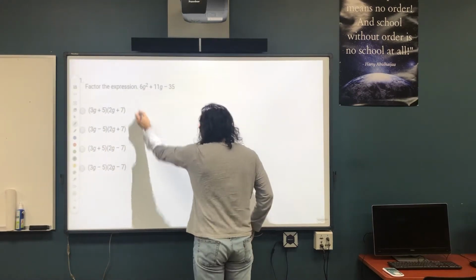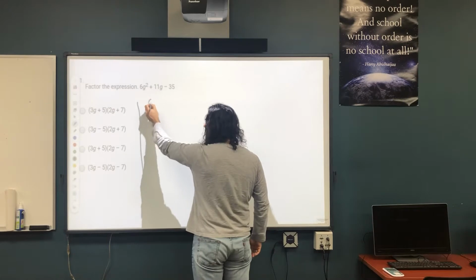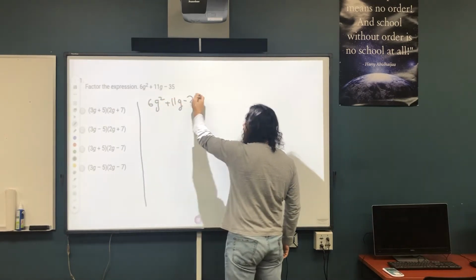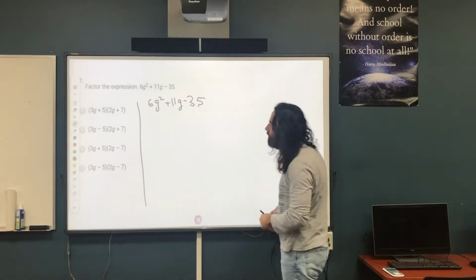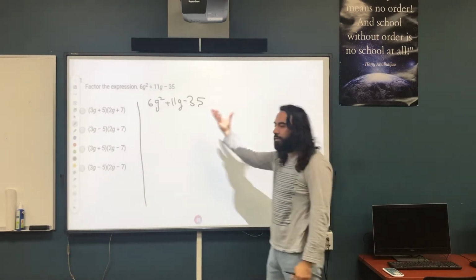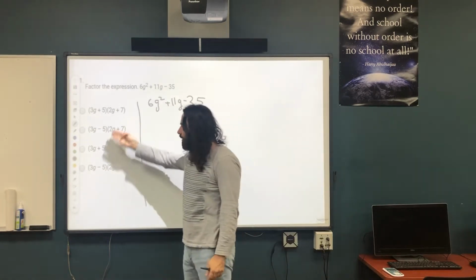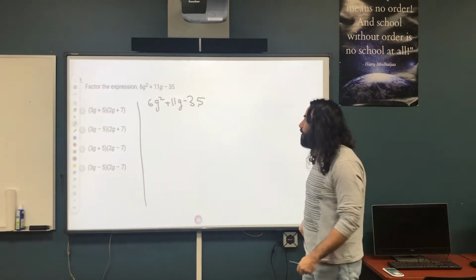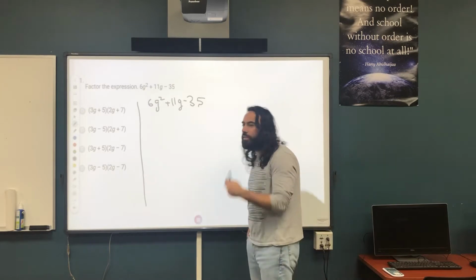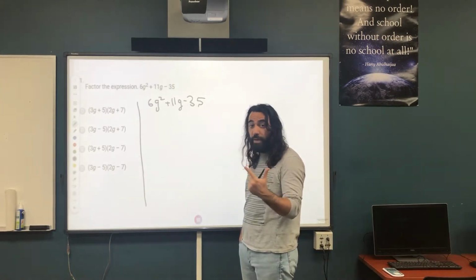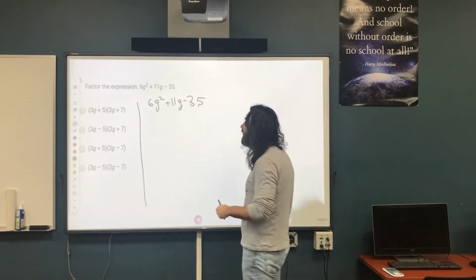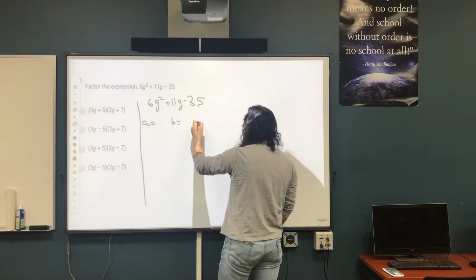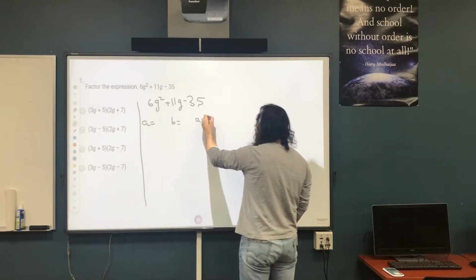So we have this expression, 6g squared plus 11g minus 35. This is a trinomial. Now we need to put this trinomial in parentheses the way you see here. How do you put it? Let's start with the beginning. The beginning is that you need to find the values of a, b, and ac.